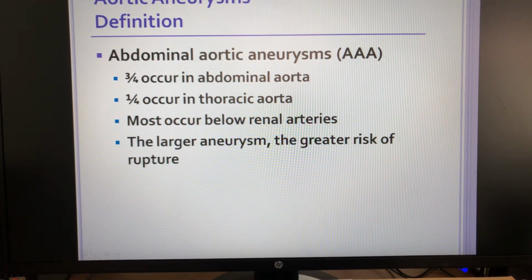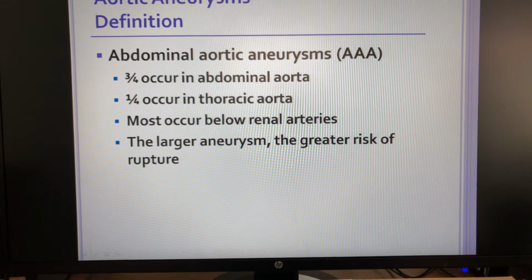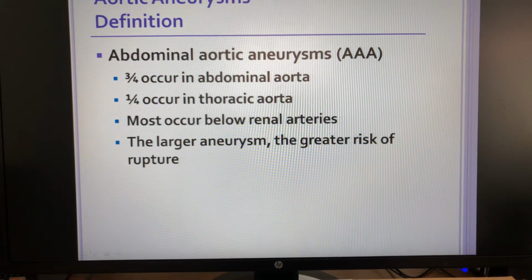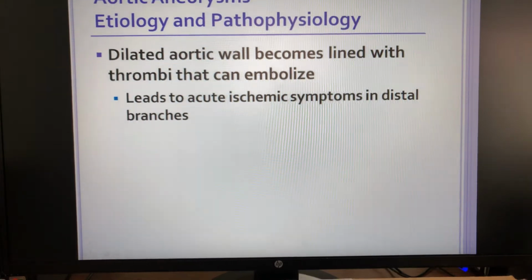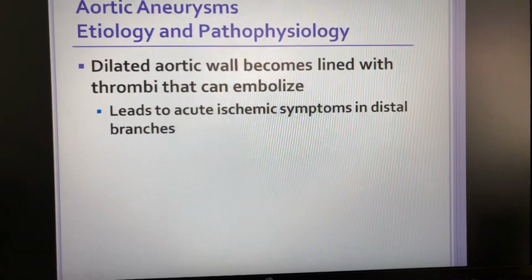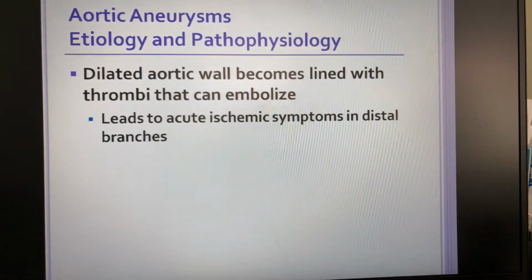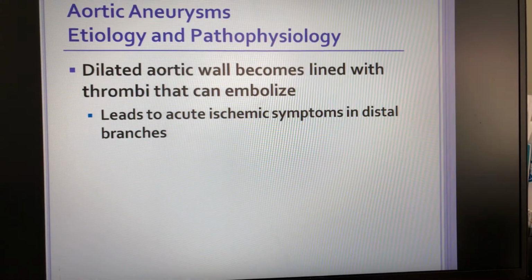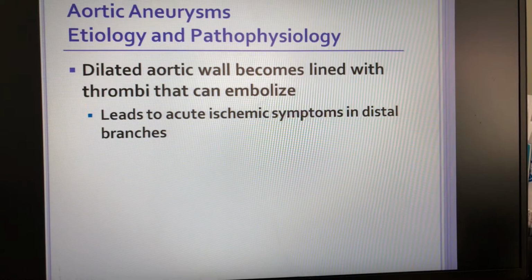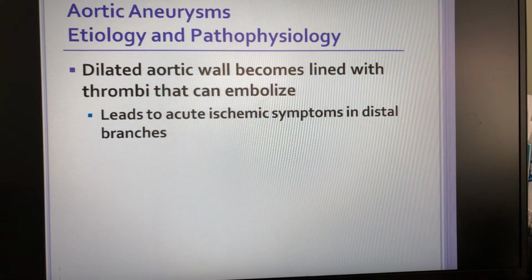3/4 of aortic aneurysms occur in the abdominal aorta, 1/4 in the thoracic aorta. Most occur below the renal arteries, and the larger the aneurysm, the greater the risk for rupture. Now, as far as the etiology is concerned, the dilated aortic wall becomes lined with thrombi that can embolize, which leads to acute ischemic symptoms in the actual distal branches.